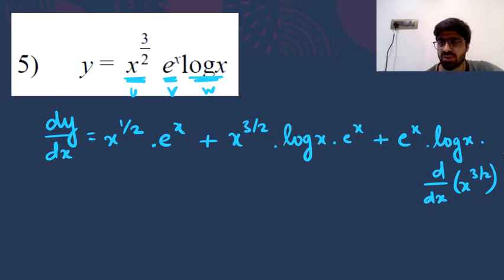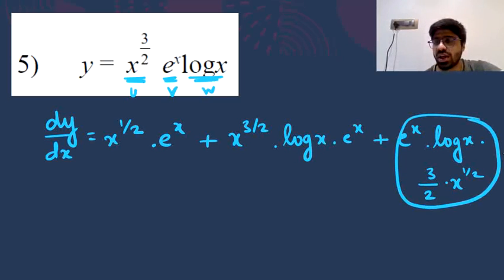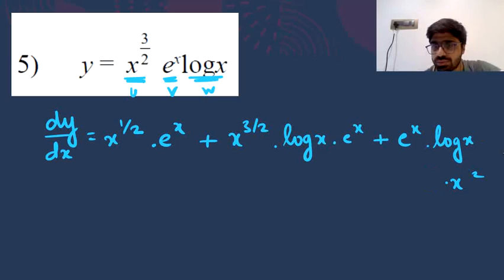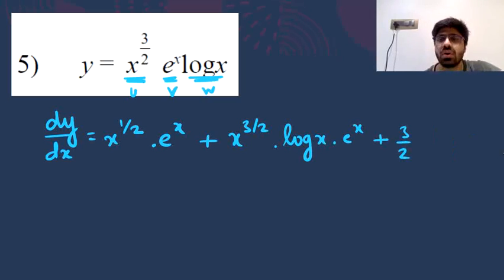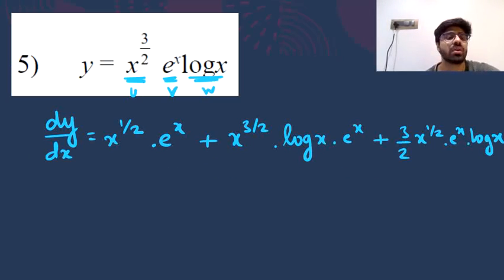But the derivative of x power n is n into x power n minus 1. But 3 by 2 minus 1, that will be 1 by 2. And the last term entirely, this becomes 3 by 2. Let's just write it again. So 3 by 2, we got x power half, and then we had e power x into log x. So this is the final expression of dy by dx for the fifth question.